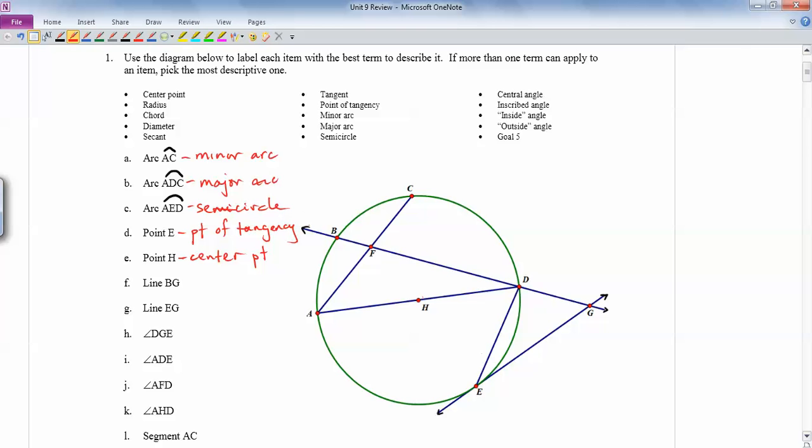Here's BG. So notice that goes right through the circle. Cuts it in two places. So that one is a secant. Remember, SEC means to cut. So this one's a secant. EG is this one. That only hits the circle at one point, so it just touches. So it's a tangent.